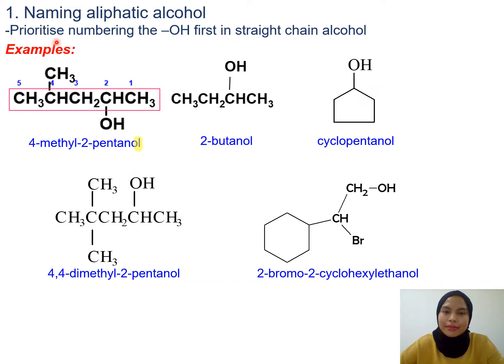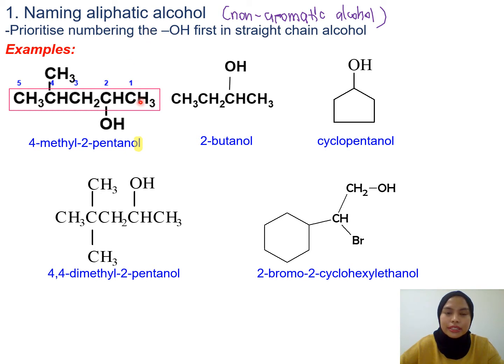Alright, so how can we name the aliphatic alcohol according to the IUPAC nomenclature? For your information, again, aliphatic alcohol is actually a non-aromatic alcohol. It means, if you see the OH group, and this OH is not directly attached to an aromatic ring, that is an aliphatic alcohol. So how do you name the aliphatic alcohol according to the IUPAC nomenclature? You can refer to the flowchart that I explained on the previous slide.